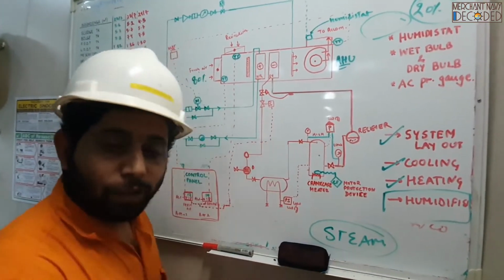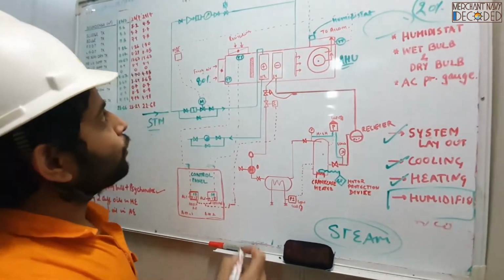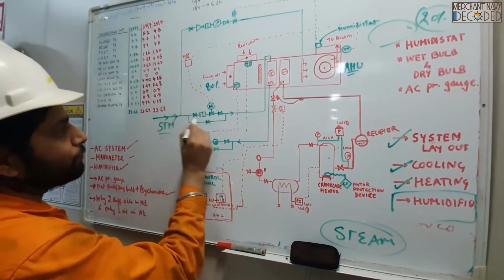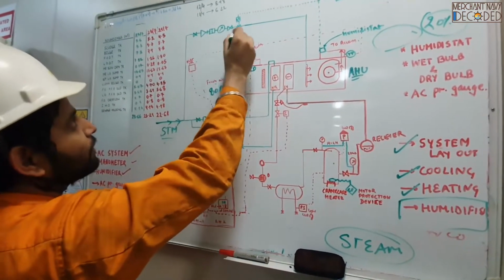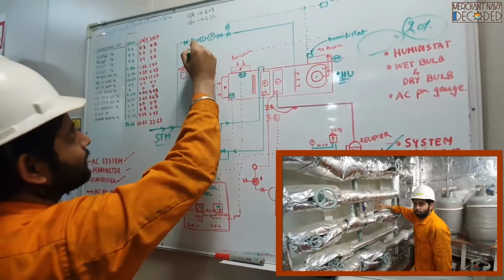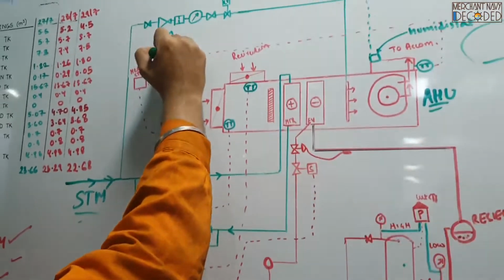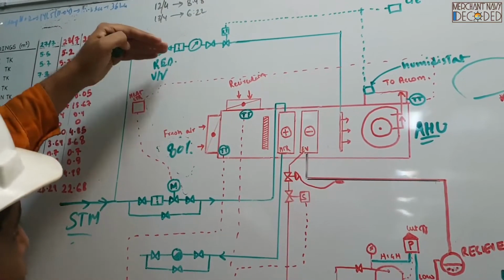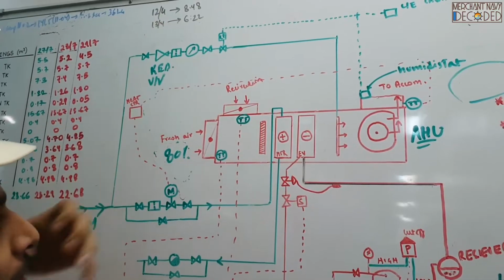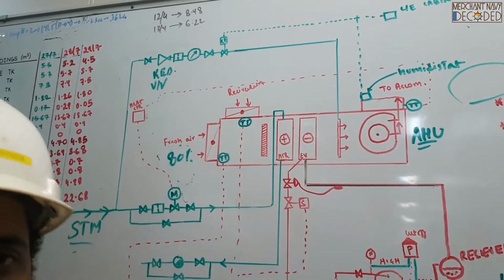Steam contains a lot of water vapors, a lot of moisture. So what we do is, the steam which is going for the heating is also coming over here. This is a reducing valve fitted, guys. Why? Now we do not need the 7 bar pressure over here. We need very less pressure over here because we do not want too much steam coming over here.